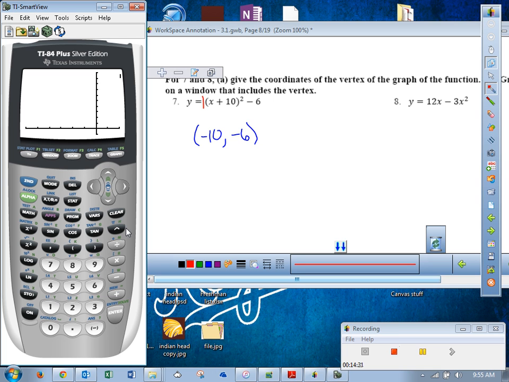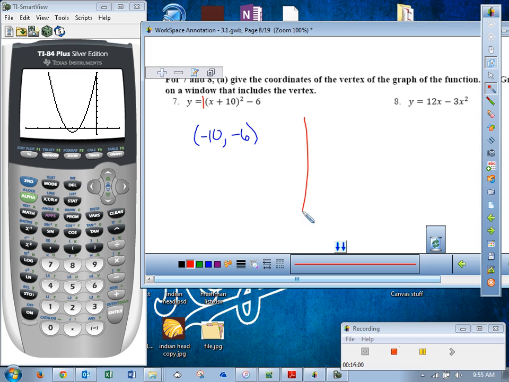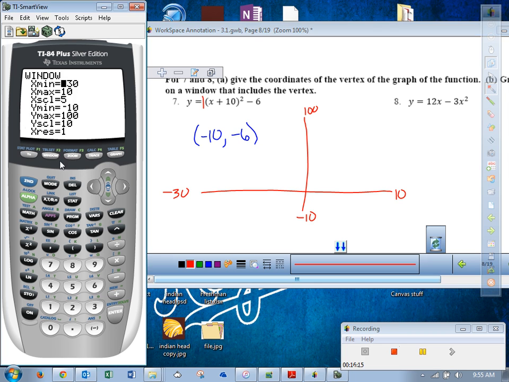You know, if you want bigger, even better. So they just want you to sketch that. So I will sketch that, and tell me what your window parameters were. This was 100. This one was 10 on mine. This is at negative 10. And this is at negative 30, right? If you don't know, hit your window button. It'll tell you all that stuff. And then just make yourself a sketch. It looks something like that.